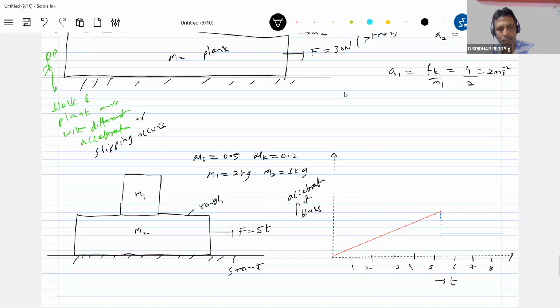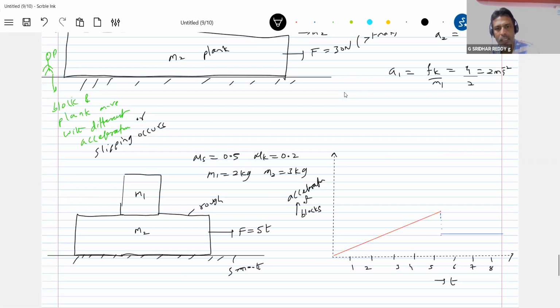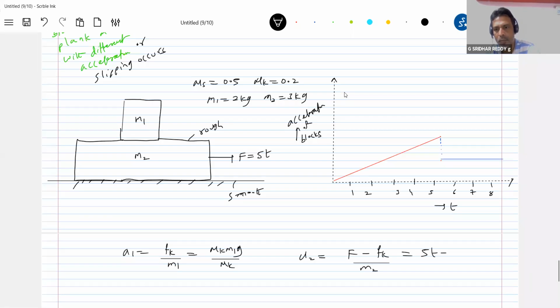A1 equal to, when slipping occurs, there's a formula: mu k m1 g by m1. What about A2? F minus fk by m2. This is a function of t. The mu k value, kinetic friction, we have calculated, no? 4 Newton. 4 by m2 is 3.